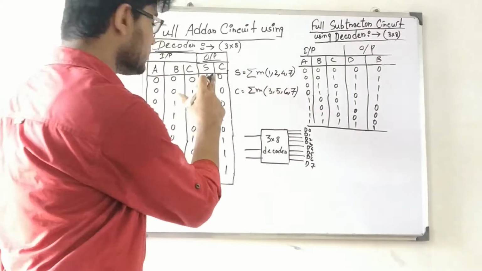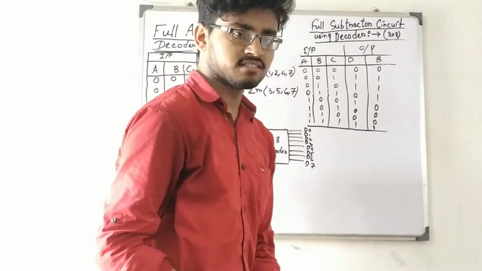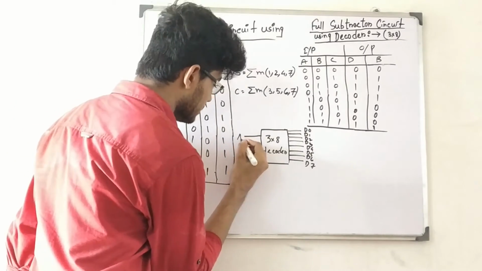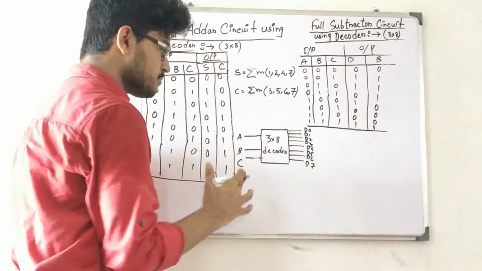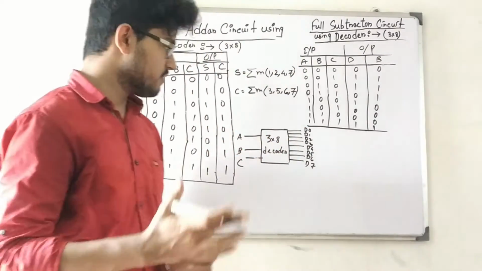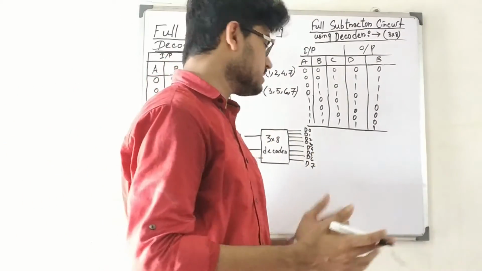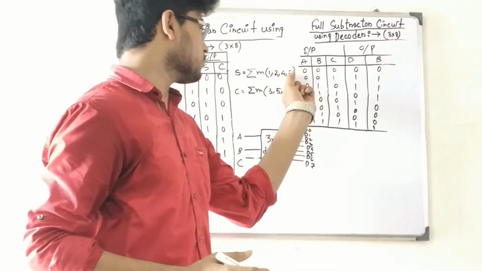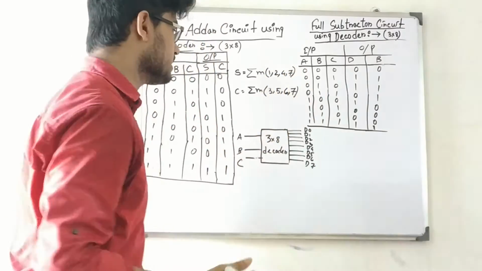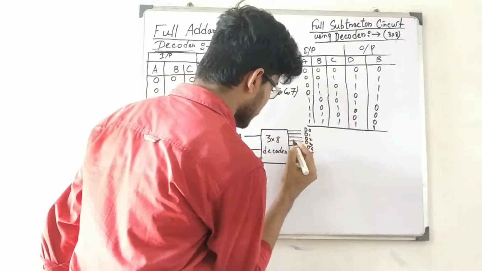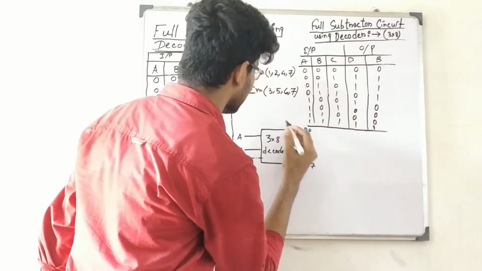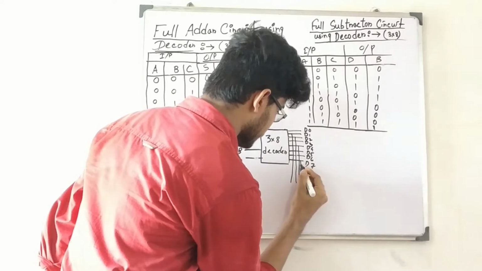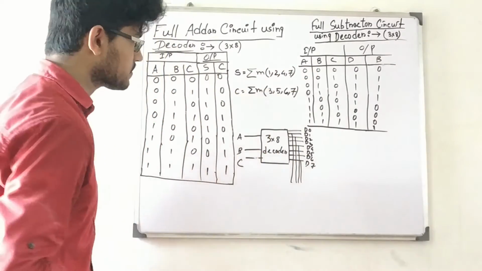So we give A, B and C as input, as we are making the full adder circuit using the decoder circuit. If we give 3-bit coded inputs here, then we get 8 different unique outputs. So we can see simply here that sum is equal to summation of m 1, 2, 4, 7, or only for these inputs the output will be high. So we take D1, D2, D4 and D7, which give a high output.